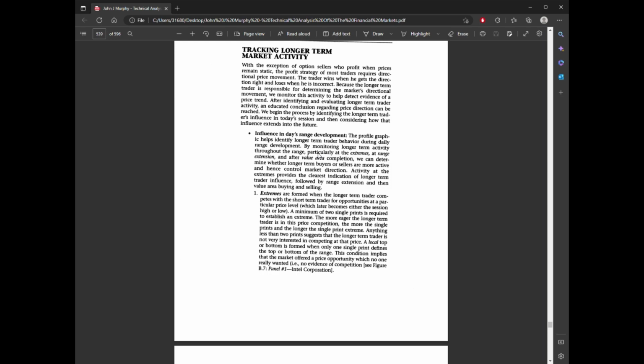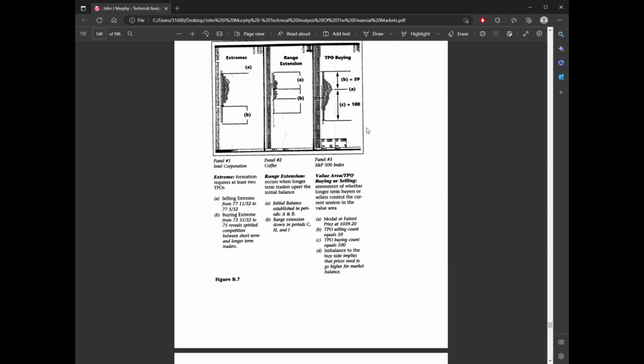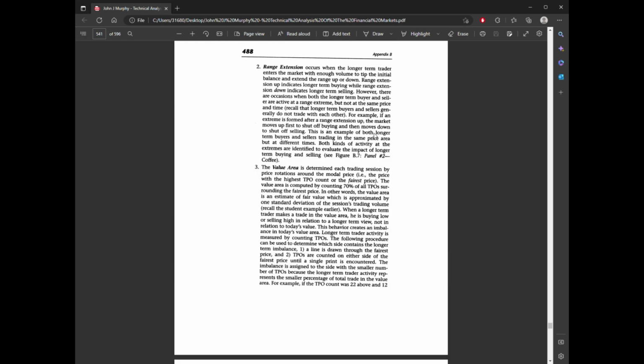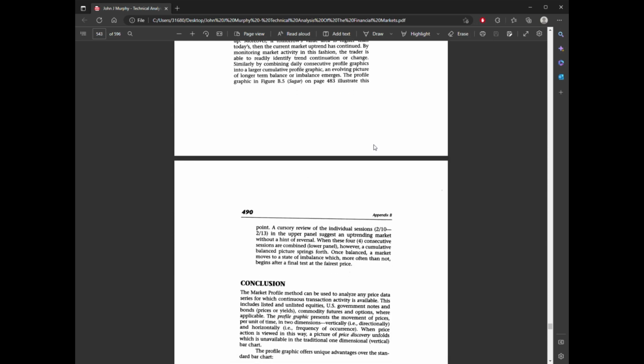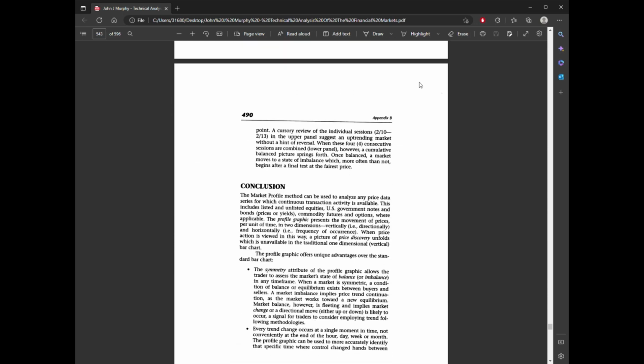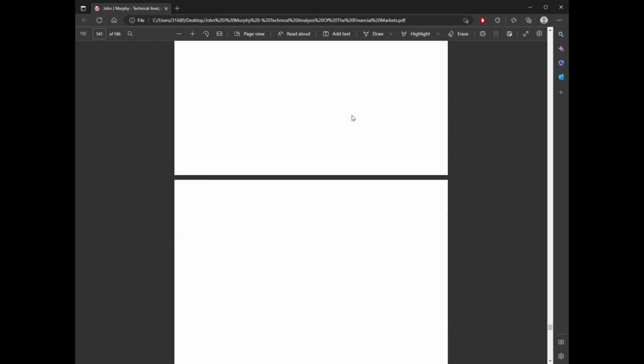Tracking longer term market activities. Also some pictures with it. Value area, yeah. I just kind of skipped through it because I wasn't too interested in it. I guess it's just there, right?